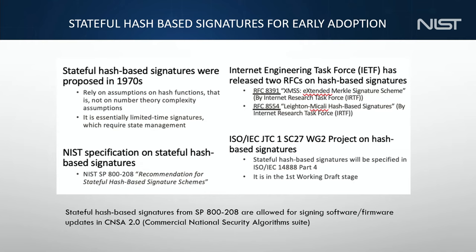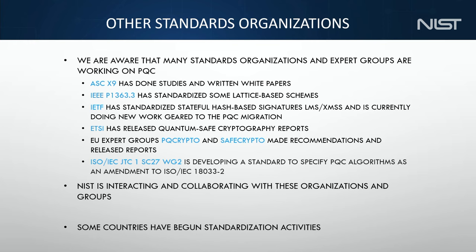The NSA has what's called CNSA 2.0 for national security systems, and they point to these algorithms that you can use for signing software and firmware updates. So there's been a lot of interest recently in that. Some challenges there we're working on resolving with industry.